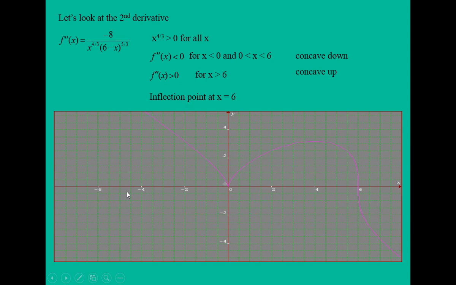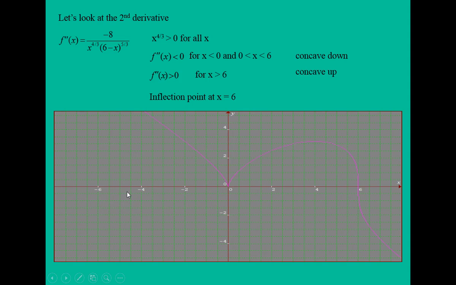And here's our graph. So if you have all the information recorded, you can see that everything fits this graph. Now notice at x equals 6, the first derivative was undefined. And you can see that we would have a vertical tangent.